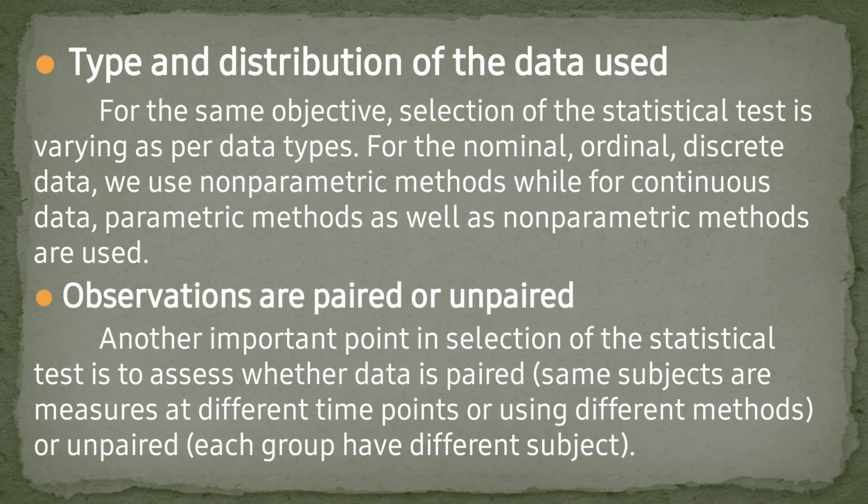The second one is type and distribution of the data used. For the same objective, selection of the statistical test varies as per data types. For nominal, ordinal, and discrete data, we use non-parametric methods, while for continuous data, parametric methods as well as non-parametric methods are used. The third one is whether observations are paired or unpaired. Another important point in selection of the statistical test is to assess whether data is paired or unpaired. Paired means the same subjects are measured at different time points or using different methods. Unpaired means each group has different subjects.